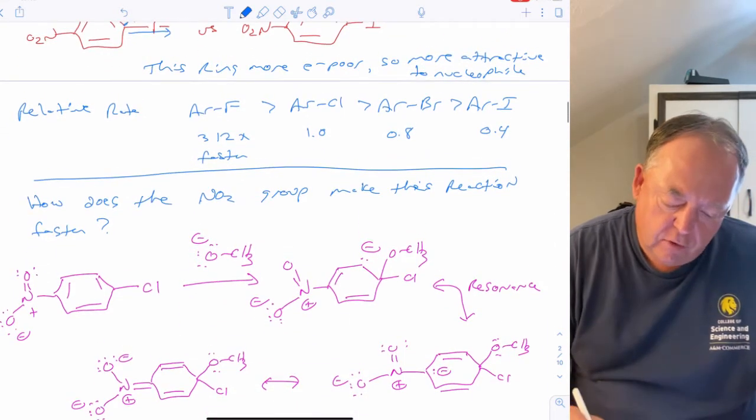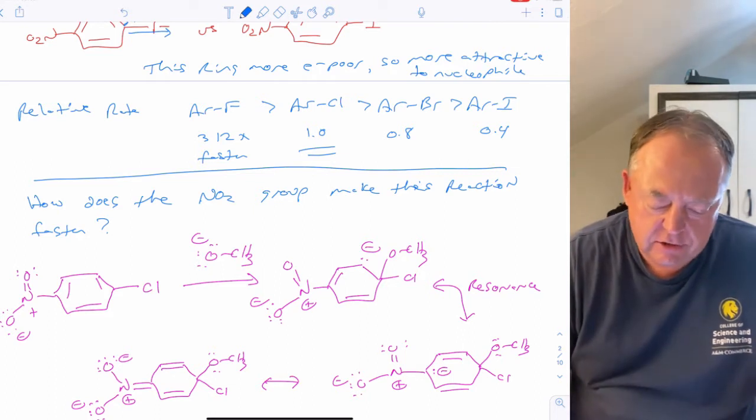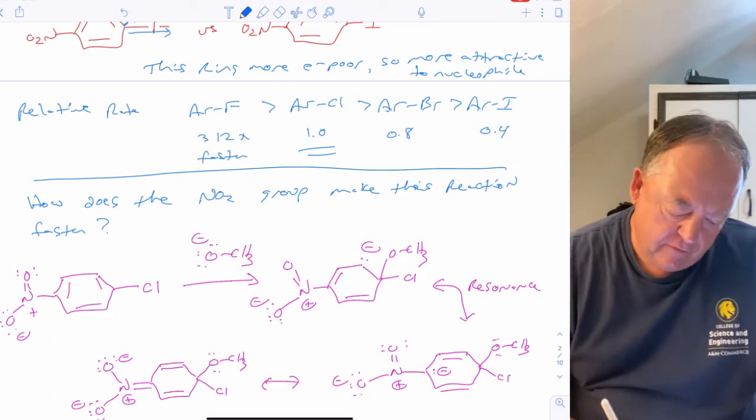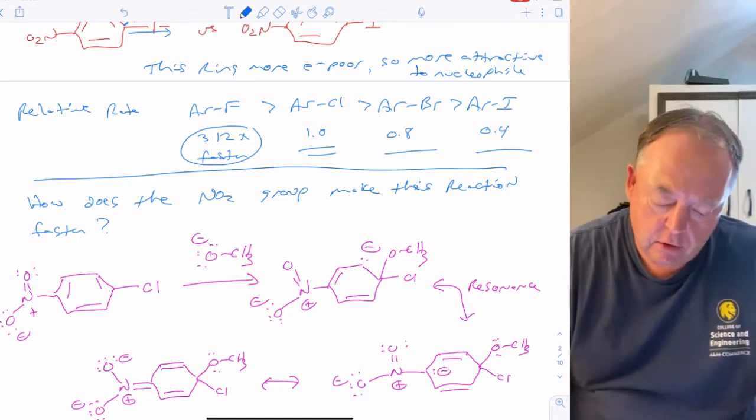So in terms of relative rate, if we had an alkyl chloride and let it do a reaction and assigned it a rate of 1, then the alkyl fluorides react about 300 times faster, and the bromides and iodides react a little bit slower than the chlorides do.